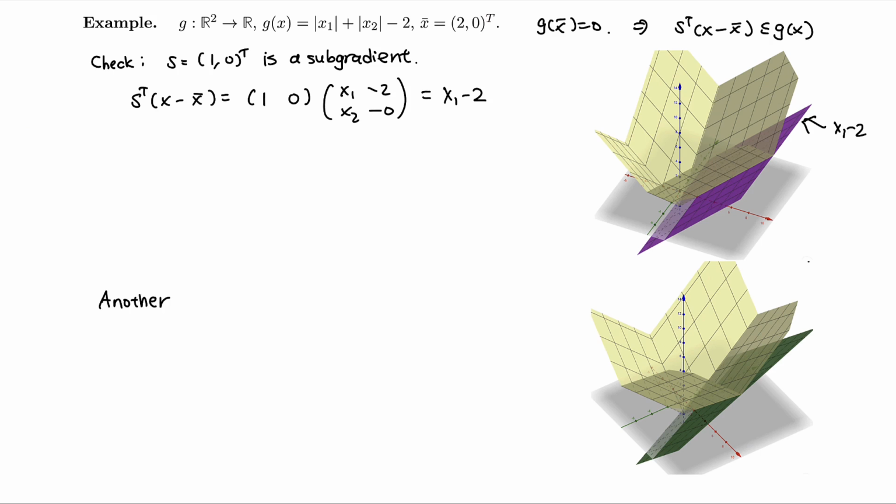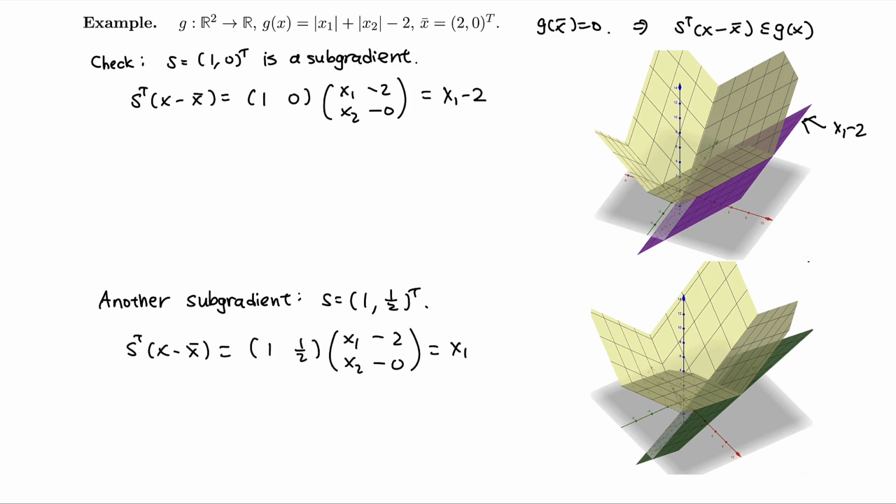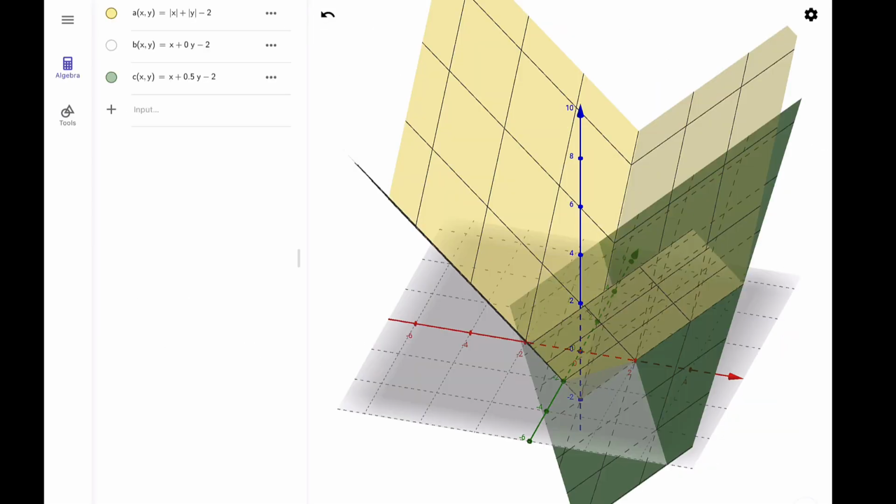We can do something similar with another subgradient, (1, 1/2). The left-hand side now gives us the expression x1 plus a half x2 minus 2. And this is what it looks like on the diagram.